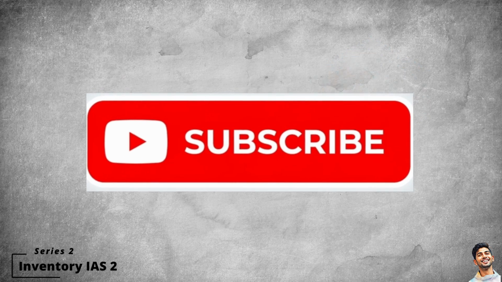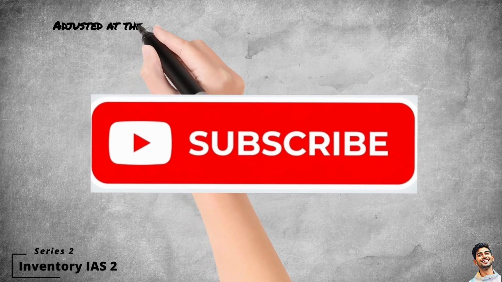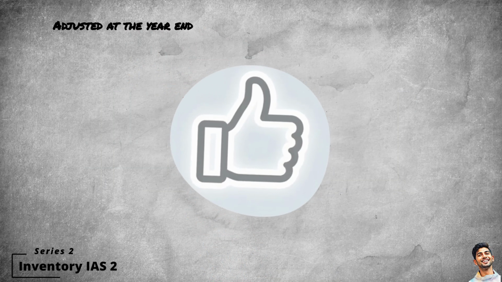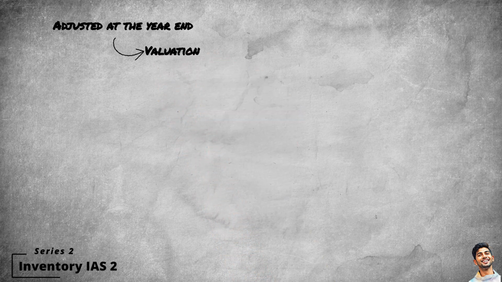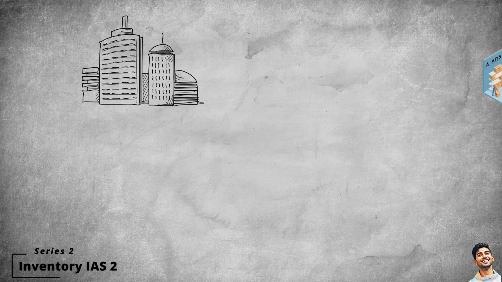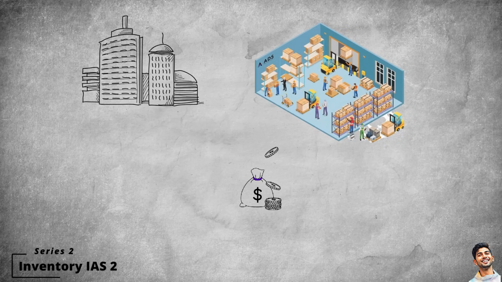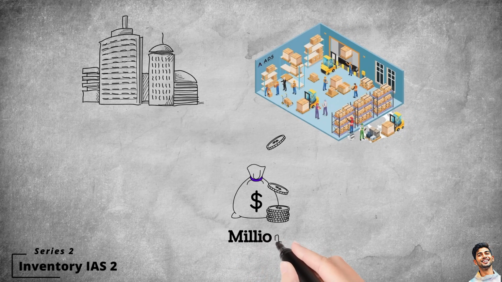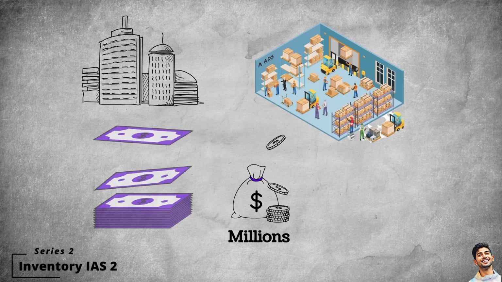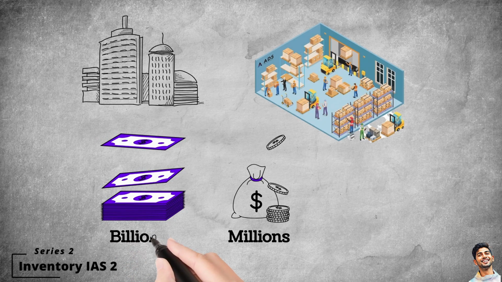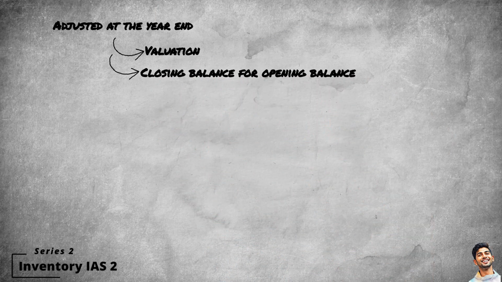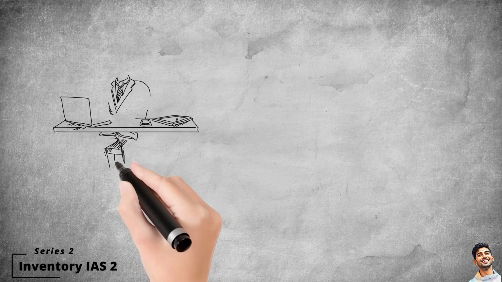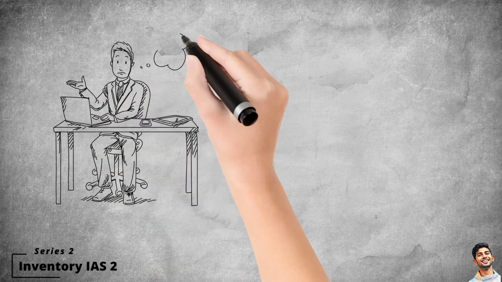Now later on, adjustments are needed at the year end, like valuation. Valuation to show the current value of the inventories, since values held by companies are in the millions and billions. So adjustment of closing balance for opening balance will let it carry going forward. So basically, why are we doing these kinds of adjustments? So the question is why?